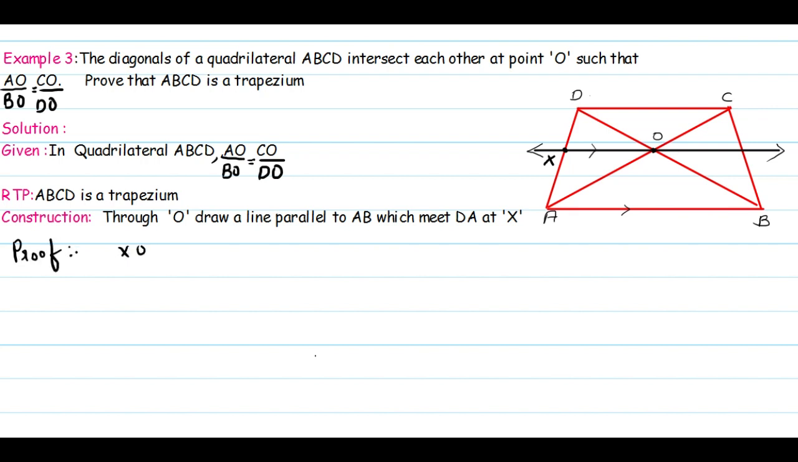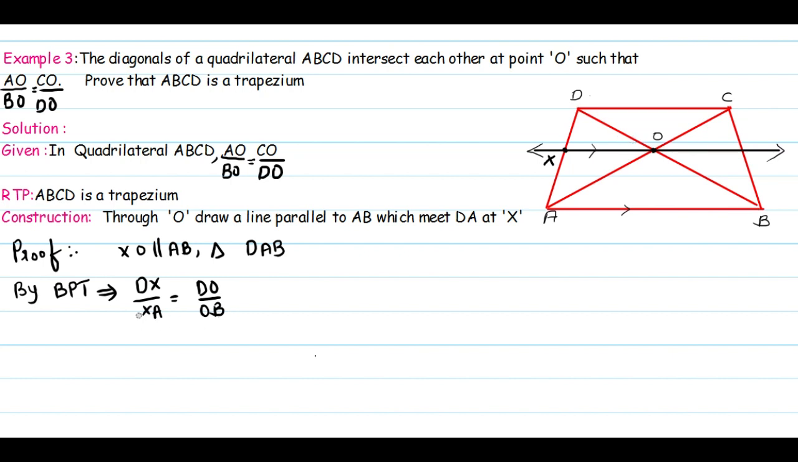Since XO is parallel to AB, let us consider the triangle DAB. In this triangle, XO is parallel to AB, so we can apply the basic proportionality theorem here. By BPT, we can say that DX by XA is equal to DO by OB, because the sides will be proportional.